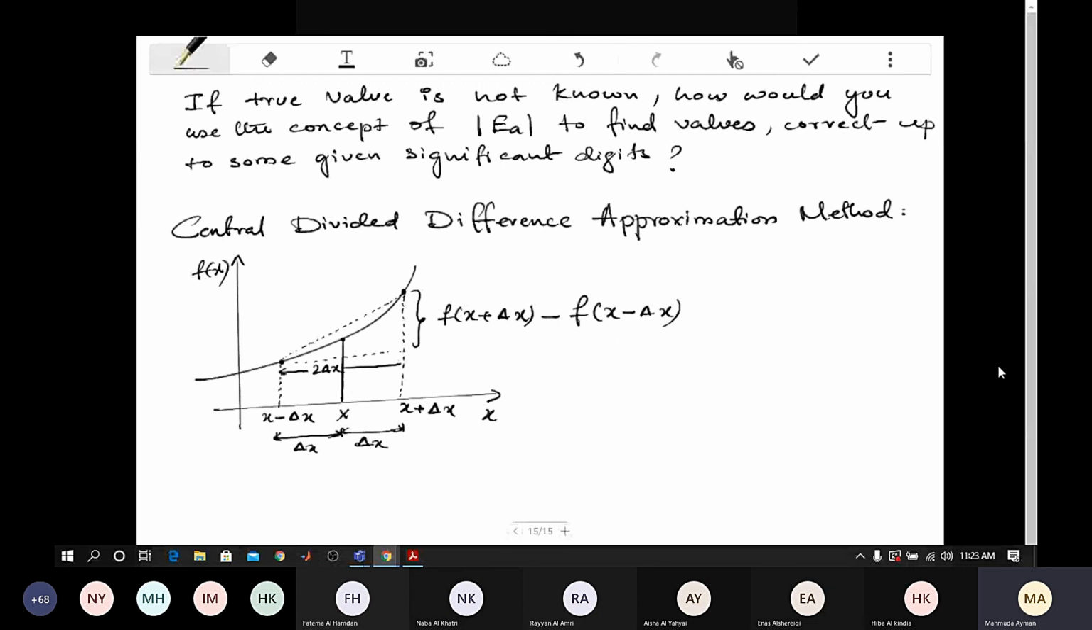And then if you're writing the formula down now, the first derivative of f at x will look like this: the rise, f of x plus delta x minus f of x minus delta x, divided by the run, which is 2 times delta x. So that's the formula for the central divided difference approximation. Is it clear to all of you? Do you have any doubts?